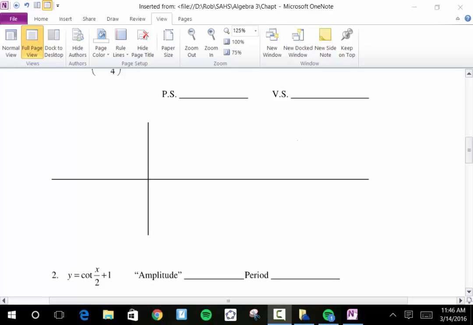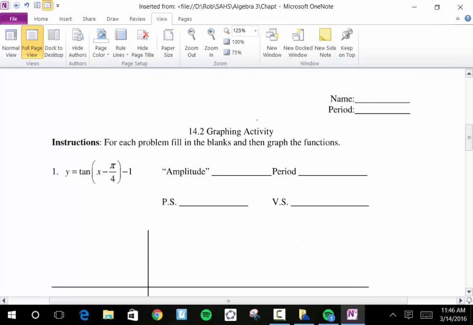Okay, so we're going to give this one a shot right here. How do we graph tangent of x minus pi over 4 minus 1? And notice the pi over 4 is in parentheses right here.